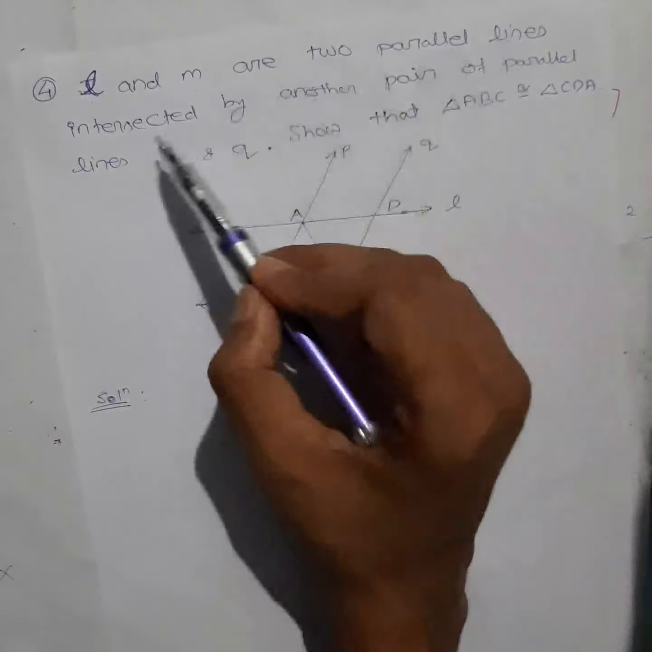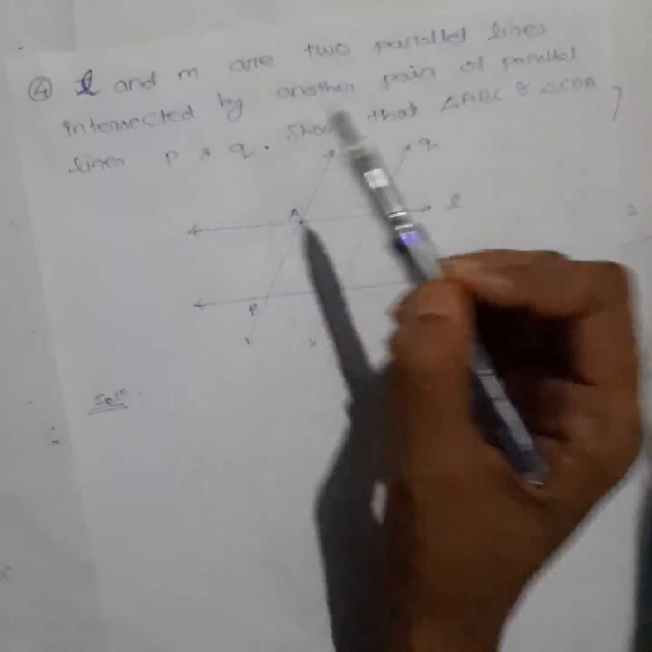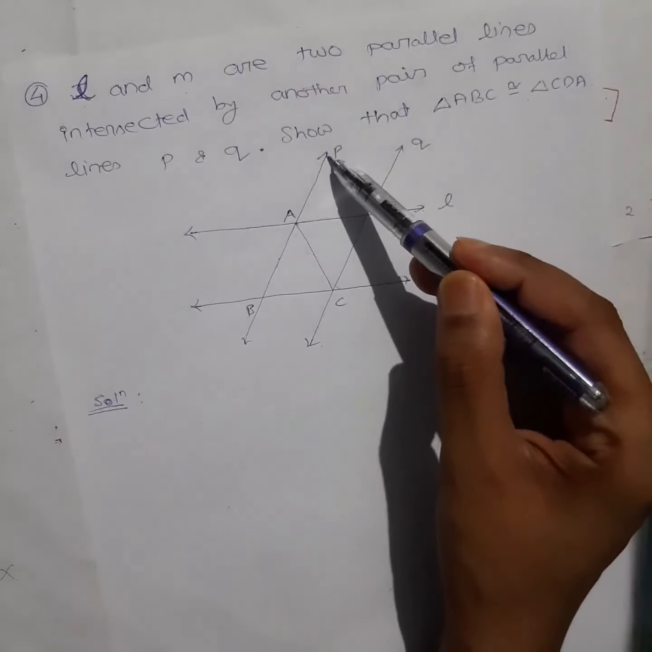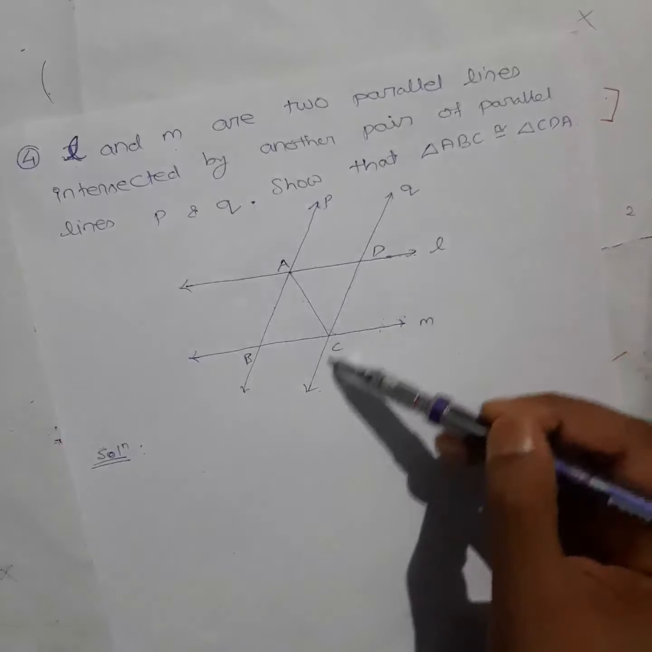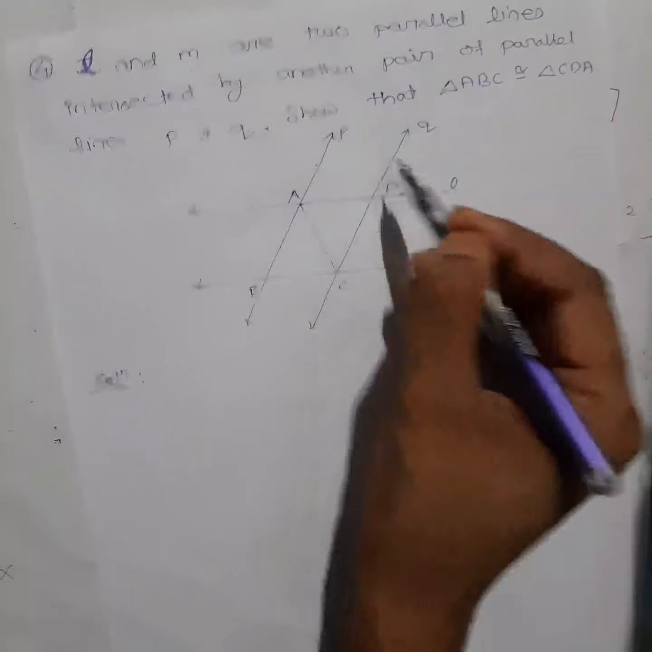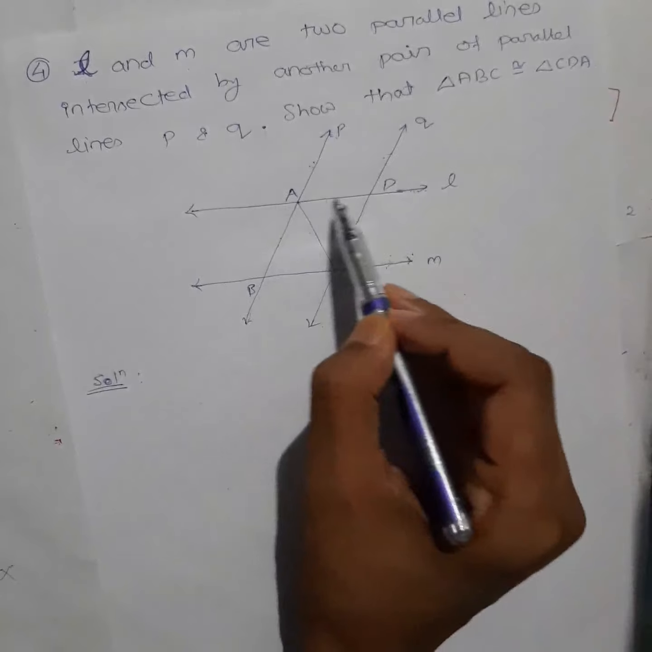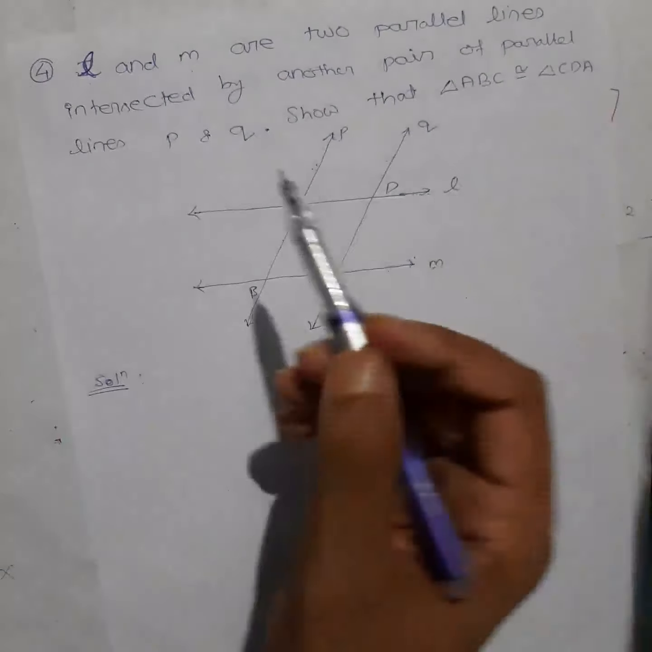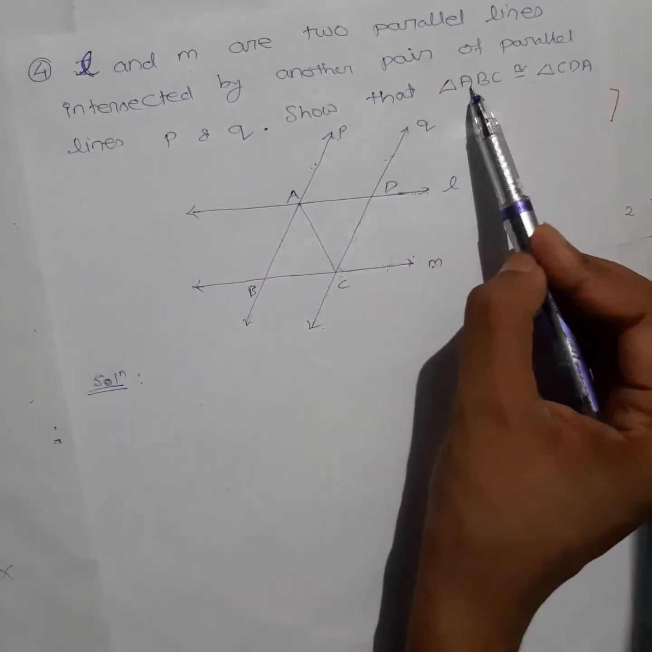So L and M are parallel lines intersected by another pair of parallel lines PQ. So they have said that L and M are parallel lines, and they said that they are intersected by another two parallel lines, that is P and Q. So this line and this line is also parallel to each other. This line and this line parallel to each other, this line and this line parallel to each other. So if these two are parallel, then this will be a transversal, this will be a transversal, and this will be a transversal, right?